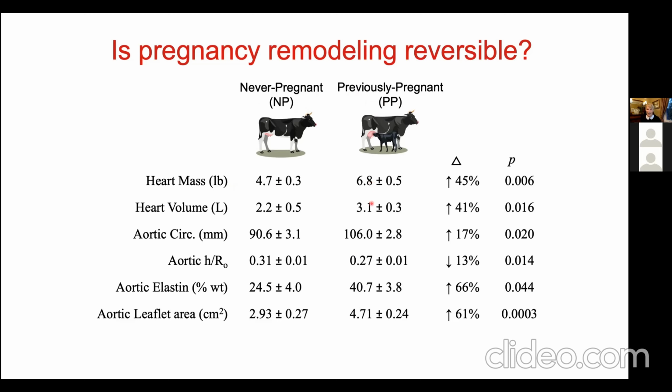If you look at the data here, you can see the heart mass is larger in animals that had been pregnant. The heart volume is larger. The aorta remains wider. The aorta contains nearly double the amount of elastin, and the aortic valve leaflets remain enlarged. So my interpretation from this, at least in cattle, is that all these changes that happen in pregnancy are not reversed postpartum.